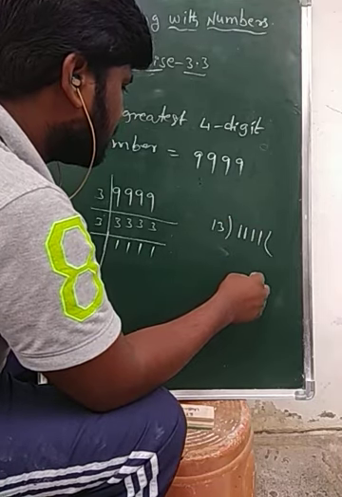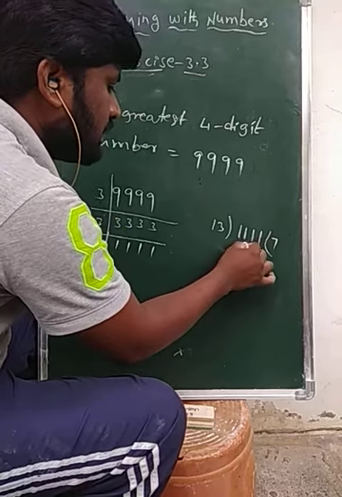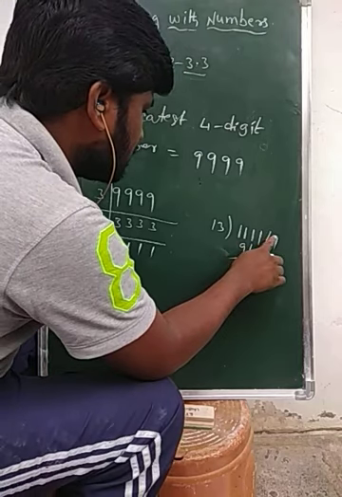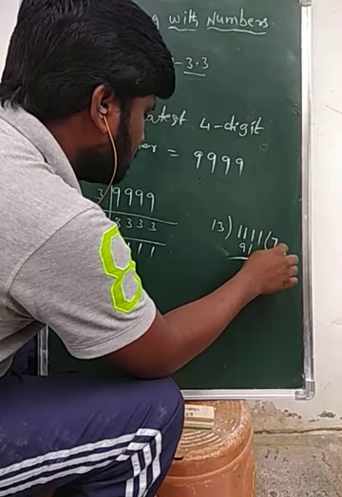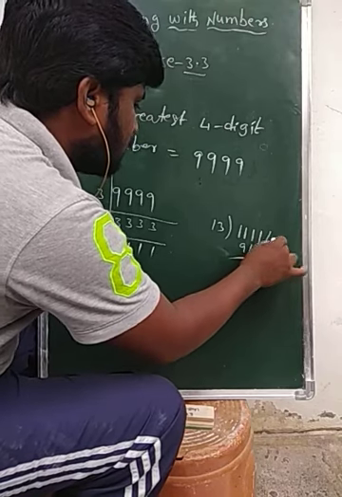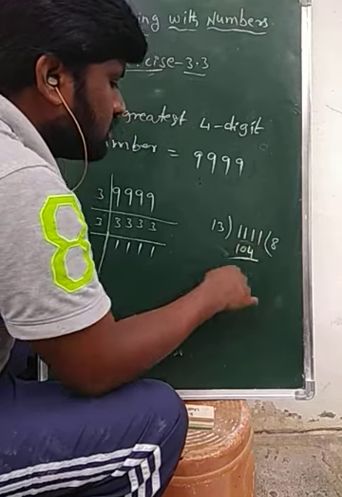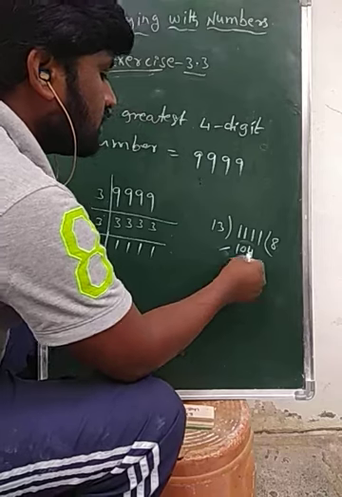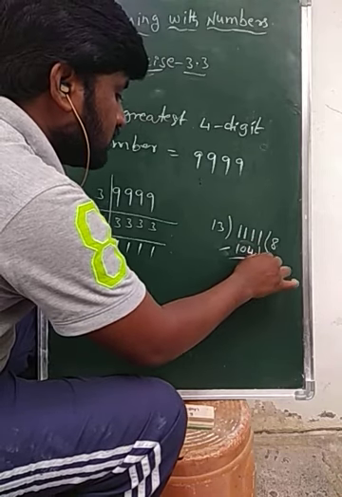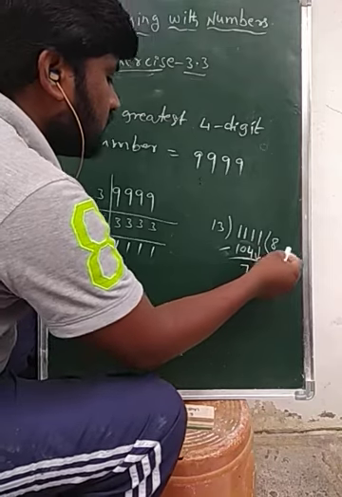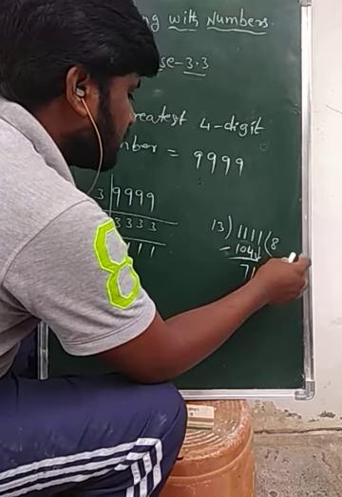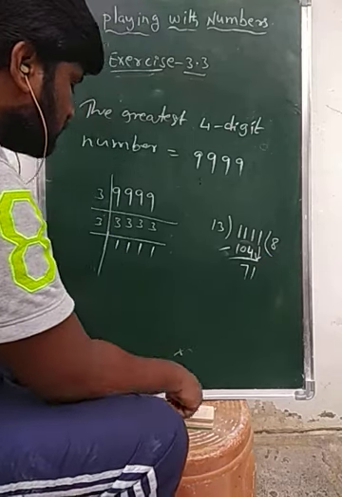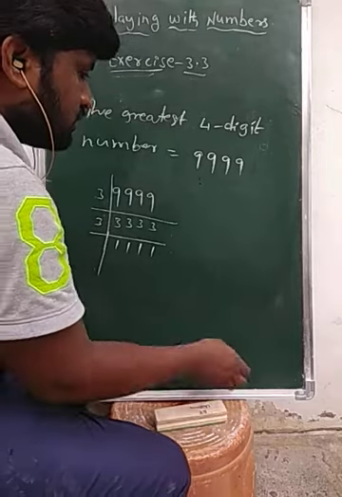13 7s are 91. That is, we get 13 8s are 104. We get 111 minus 104, that is 7, then 1. 13 5s are 65. 13 6s are 78. Means with 13 also it is not possible. So let us check with 7.